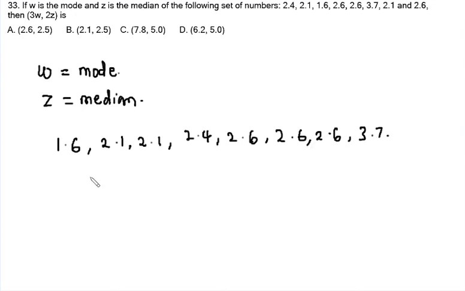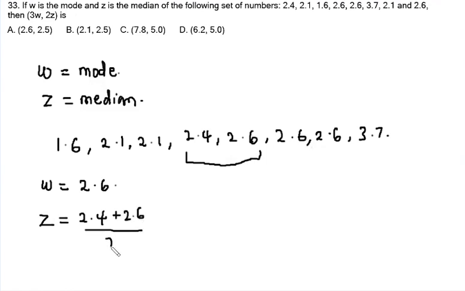Okay, so for the mode, we need to look at the number that occurs the most. The number that occurs the most is 2.6. So the mode of our number W is simply equal to 2.6. And then the median is the middle number. So for the middle number, we have 8 numbers. It falls between here and here. So for the median, which is Z, we're taking the average of 2.4 plus 2.6, divided by 2, which is ultimately equal to 2.5.